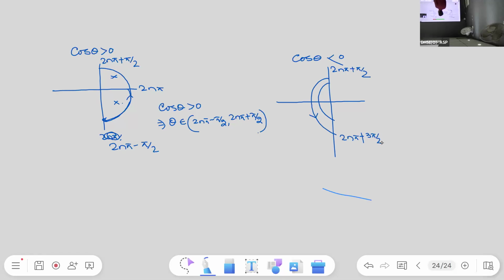Cos theta less than 0 implies theta belongs to 2n pi plus pi by 2 to 2n pi plus 3 pi by 2. Clear?